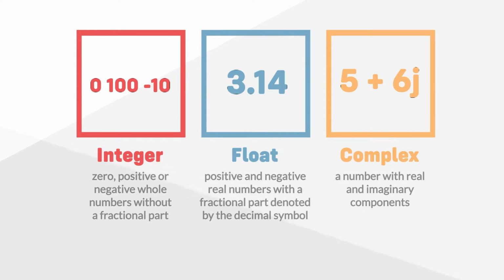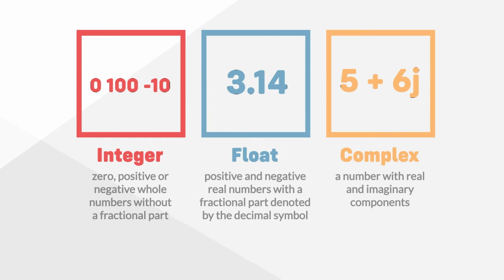In Python, integers are 0, positive, or negative whole numbers without the fractional part and having unlimited precision. For example, 0, 100, and -10. Floats can be 0, positive, or negative too, but they are real numbers with a fractional part denoted by the decimal symbol. For example, 3.142. A complex number is a number with real and imaginary components.